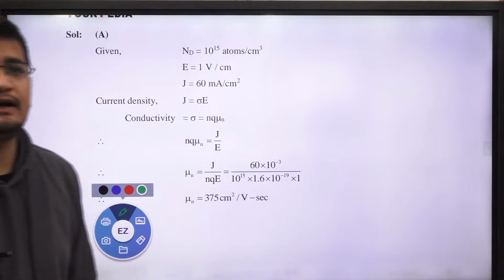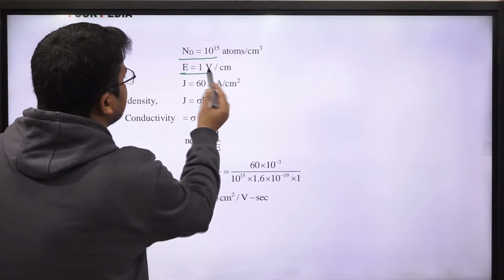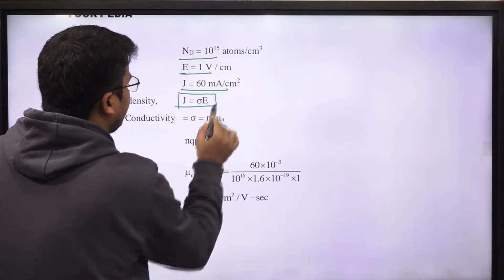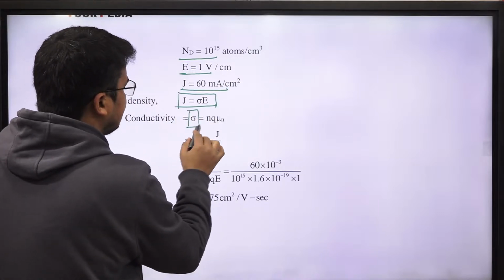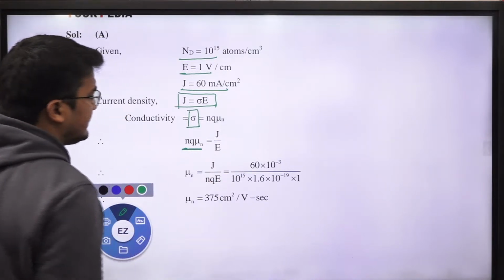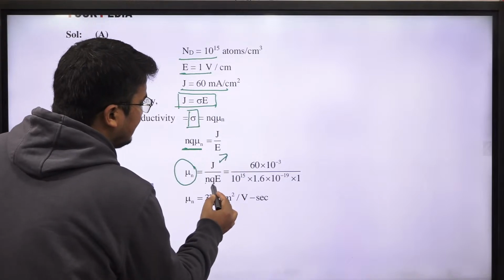Guys, check. A is the answer. See, what I told you people, N_D was given, electric field was given, current density was given. First, I use this relation. From here, I will calculate the current density. In current density, I know it is equal to N Q times the mobility of the electron. So the mobility of the electron can be written as current density divided by N Q into E.